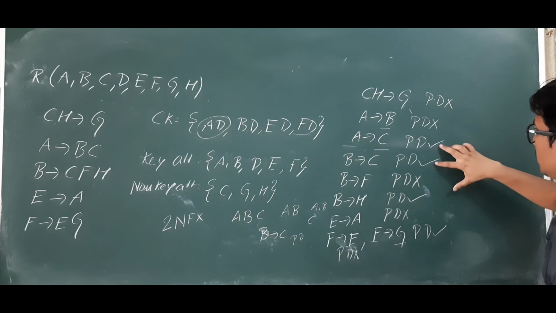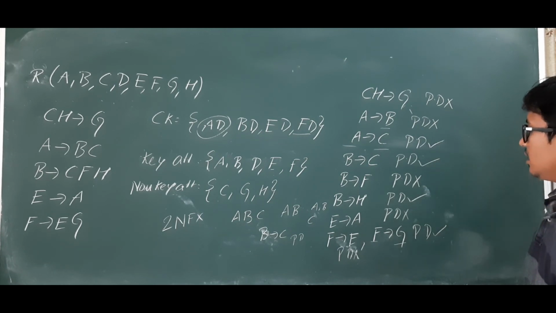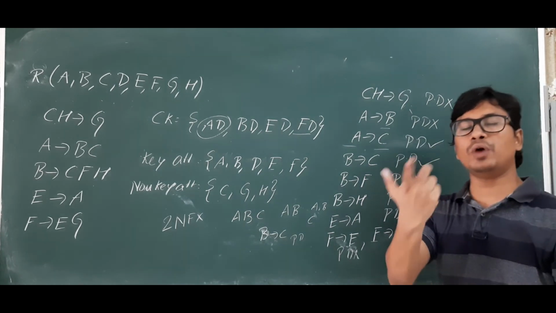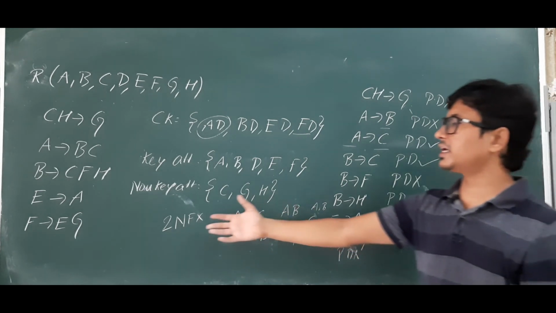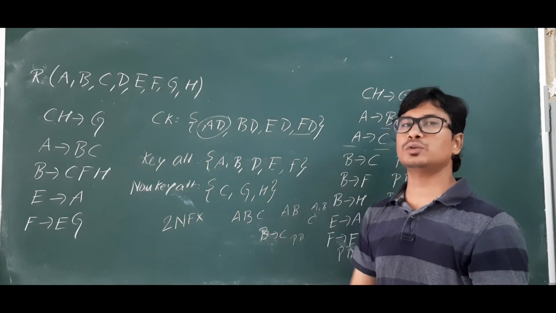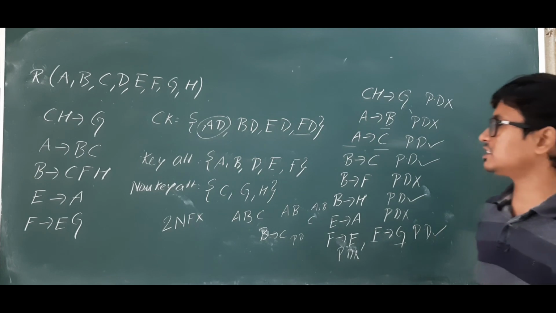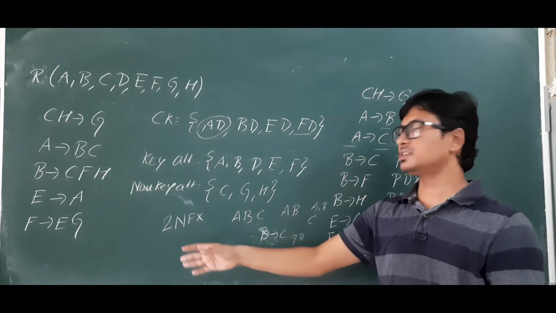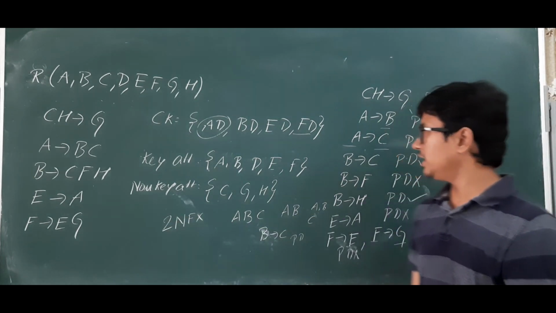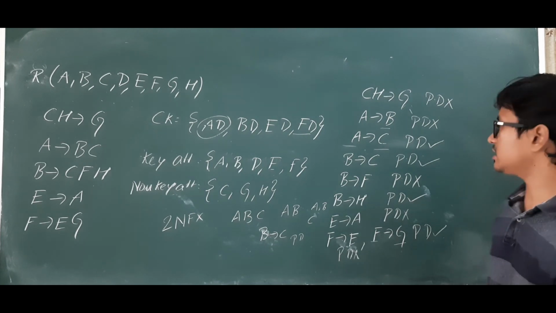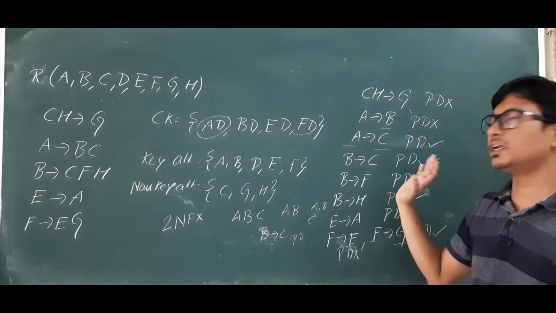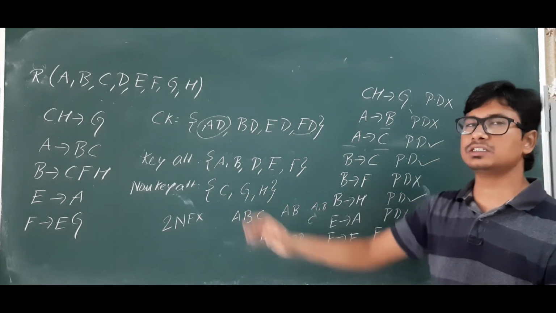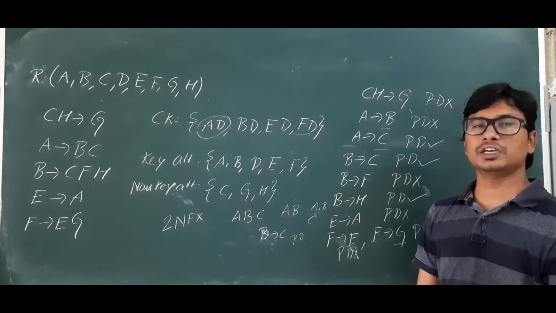So how many partial dependencies do you have? You have 4 partial dependencies. If you have even one partial dependency, you can say that it is not in 2NF. In the GATE exam or any competitive exam, if you find one partial dependency, you can stop there and say that it is not in the second normal form.